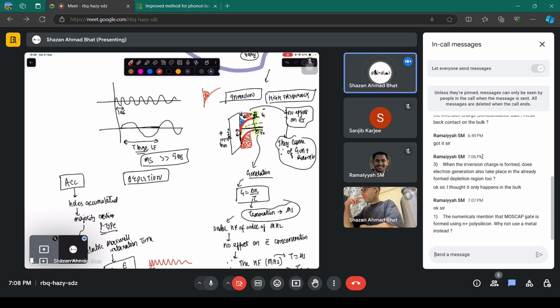The numericals mention that MOSCAP gate is formed using N plus polysilicon. Why not use a metal instead? N plus polysilicon has a behavior similar to that of metal. N plus means very highly doped polysilicon. Let's not go into jargon. But N plus means it's so highly doped it almost behaves like a metal.